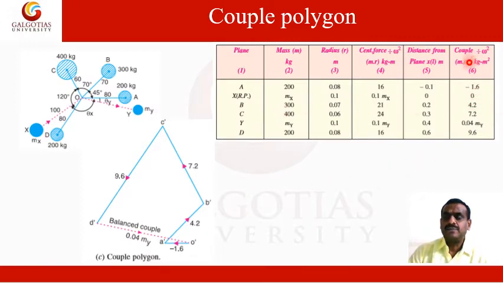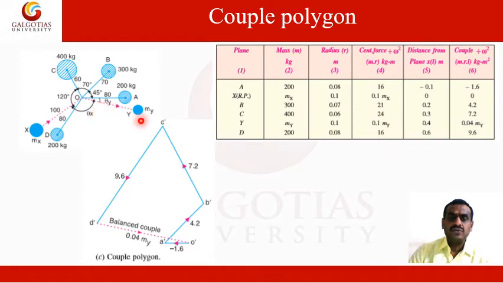If you take the couple values, we get minus 1.6 for plane A. We know the angular positions of all masses: A plane is horizontal, B plane is 45 degrees from the horizontal, and C plane is located at 115 degrees from the horizontal. Similarly, D plane is also located making an angle of 45 plus 70 plus 120 degrees, with this angle measured from the horizontal mass A.